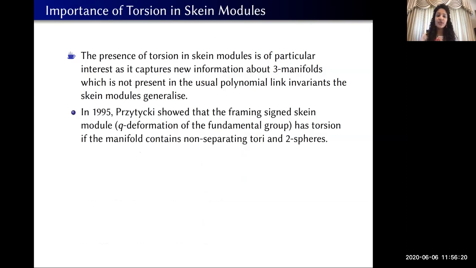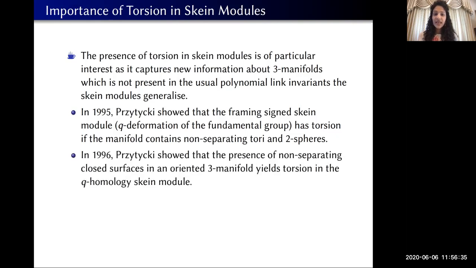In 1995, Józef Przytycki showed that the framing Skein module, which is also known as the q deformation of the fundamental group, has torsion if the manifold contains non-separating tori and two spheres. He also showed that the presence of non-separating closed surfaces in an oriented three manifold yields torsion in the q homology Skein module. The Kauffman bracket Skein module also has torsion if the three manifold contains non-separating spheres and tori, and this torsion is yielded by the light bulb trick, which I will talk more about later in the video.